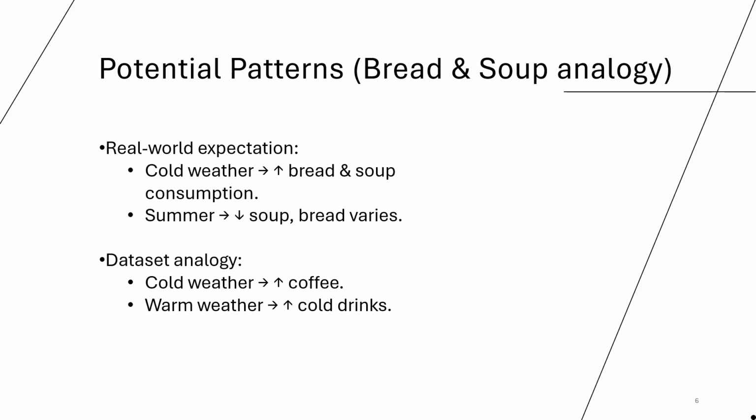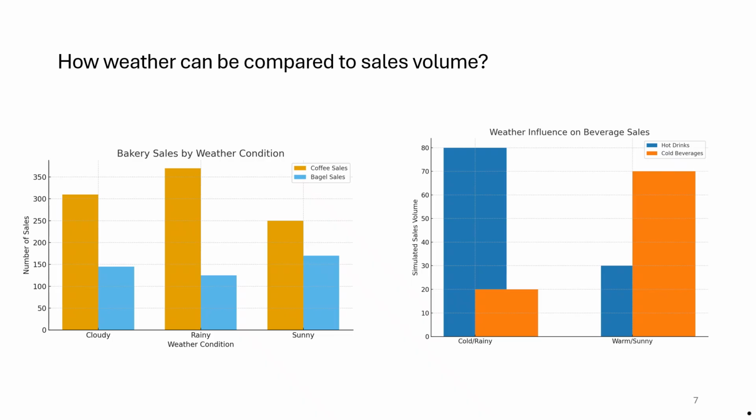In real data, we expect that bread and soup increase in winter, while soup decreases in summer. Translating this to our dataset, we could expect more coffee on cold days and more cold beverages in warm weather. So, how can weather be compared to sales volume?